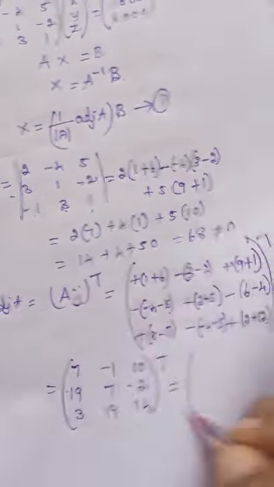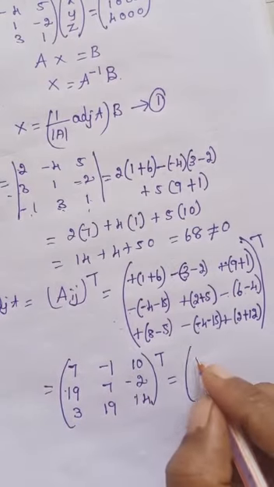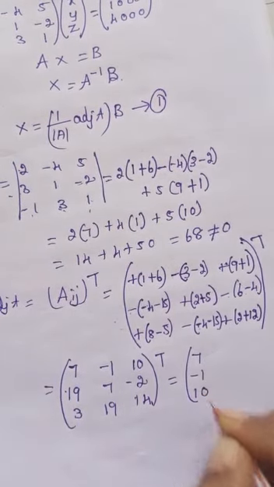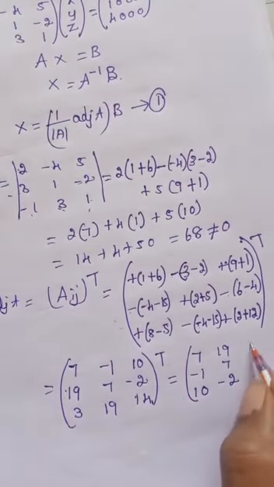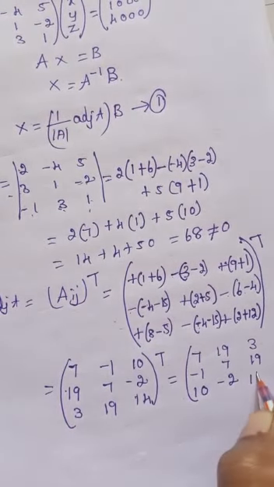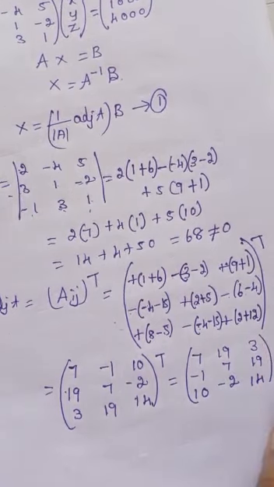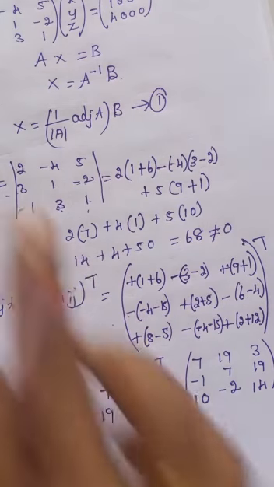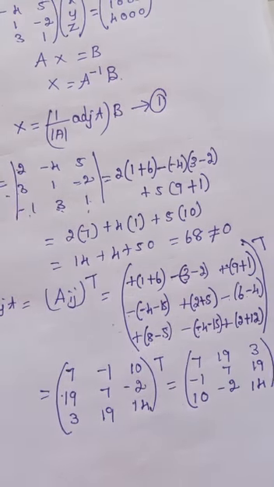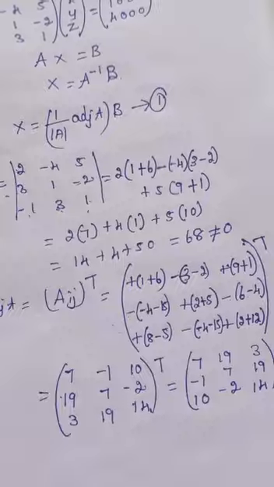Now you can write the answer. Row will become column, isn't it? 7 minus 1, 10. 19, 7 minus 2. And this is 3, 19, 14. So we have got it. Determinant A equal to 68. And this is adj A. Now shall we substitute in equation 1 to find out x, y, z.